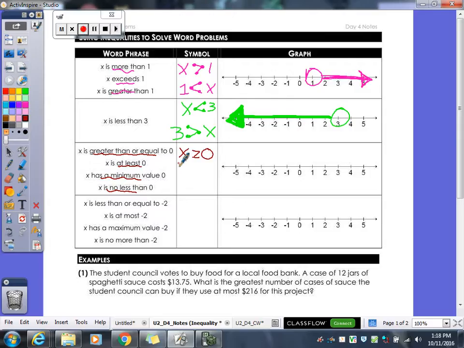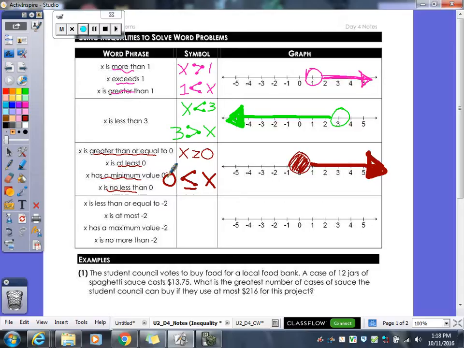So here we're going to fill in our circle. Greater than. X also has a minimum value of 0. X is no less than 0. Let's put our X on this side and try writing it the other way. X is greater than or equal to 0. 2 dots is greater than 1 dot, right? X is greater than or equal to 0.